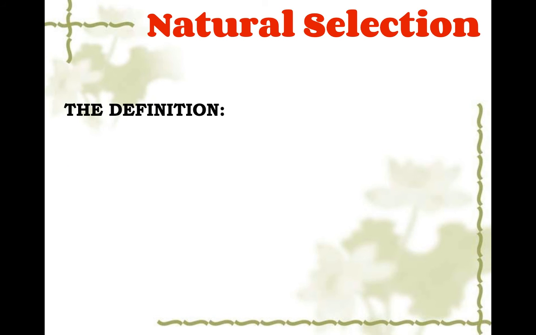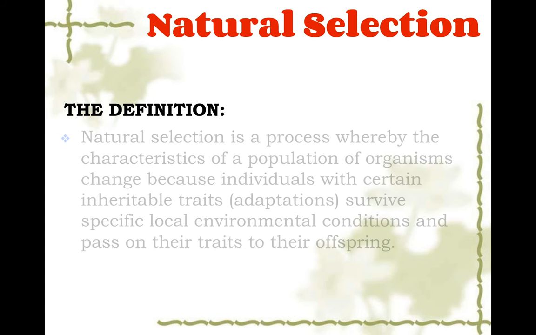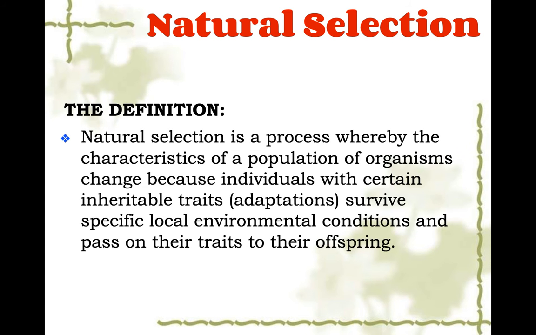So, now let's look at the specific definition of natural selection. Natural selection is a process whereby the characteristics of a population of organisms change because individuals with certain inheritable traits, those adaptations, survive their specific local environmental conditions and pass on their traits to their offspring. So that is a really long definition. And so we're going to look at three key words in there that are really important to this process.